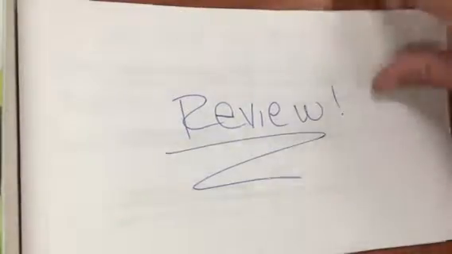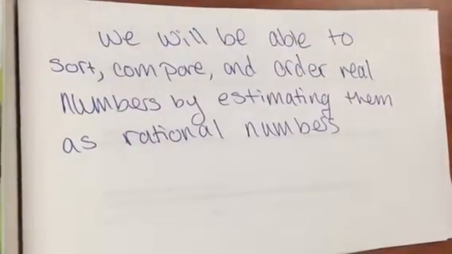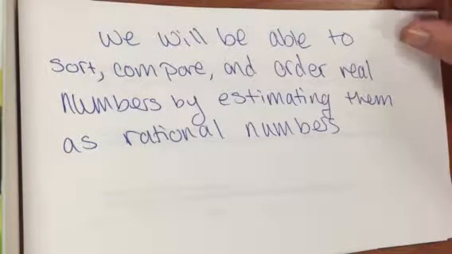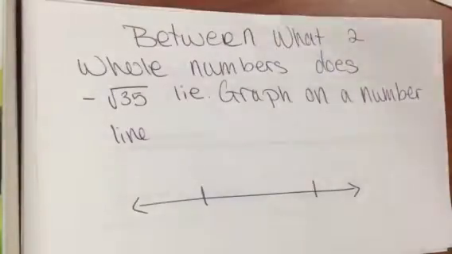We're going to review what our test is over and everything that we've done so far this school year, actually. Our learning target is we will be able to sort, compare, and order real numbers by estimating them as rational numbers. You probably heard a lot. You know this, backwards and forwards.